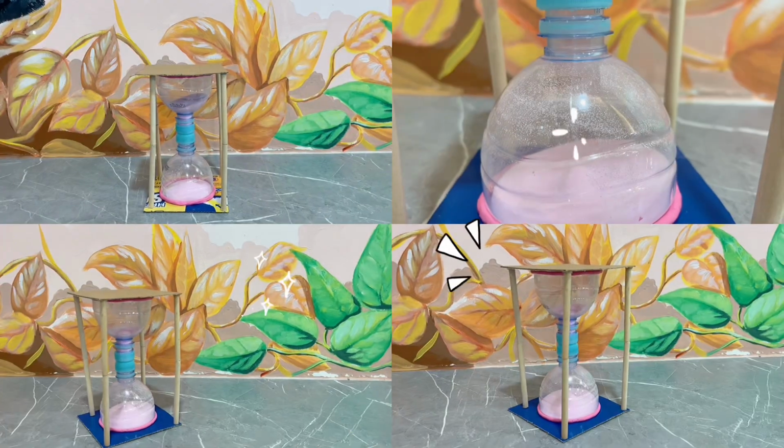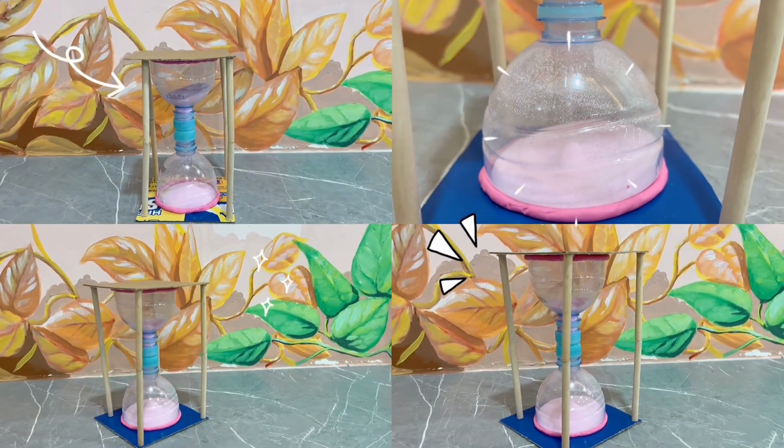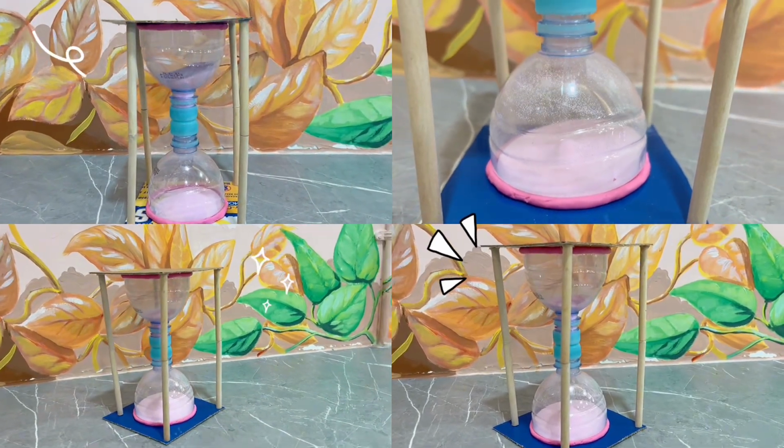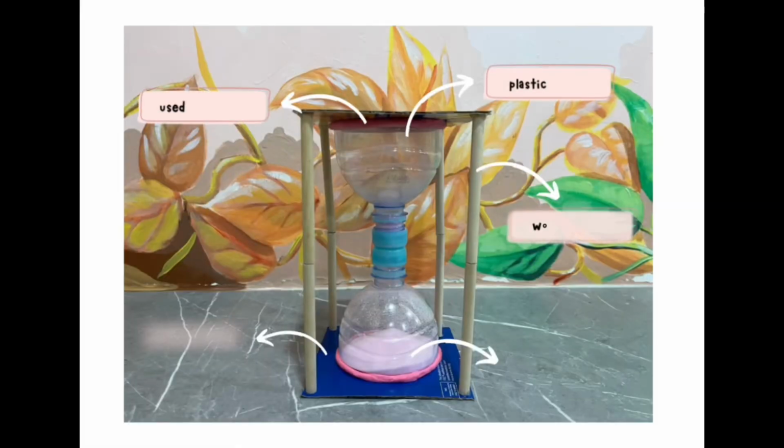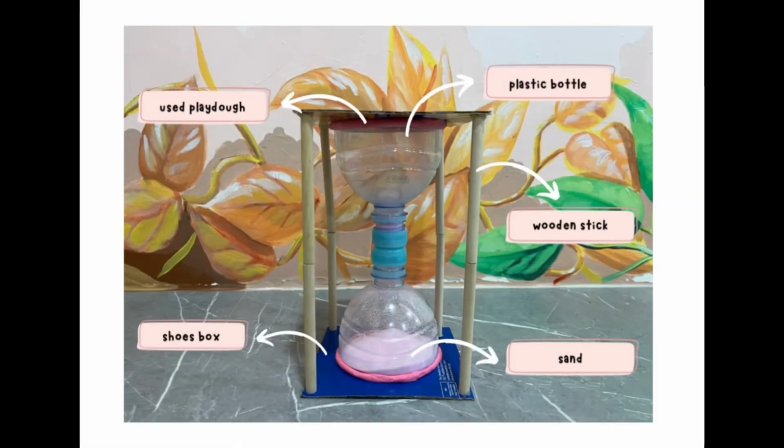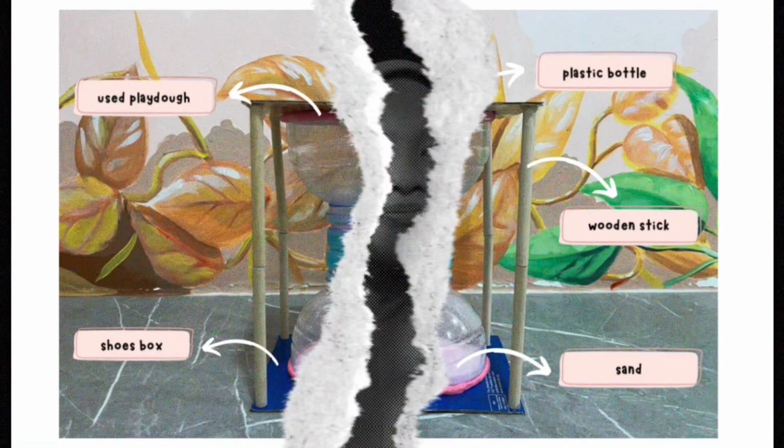In this video, we will explain the type of analytic geometry that relates to our model, which is the sand clock, also known as an hourglass. We will also explain why this shape is suitable for representation using analytic geometry, especially the hyperbola. The materials that we use are plastic bottle, wooden stick, sand, shoes box, and used Play-Doh.